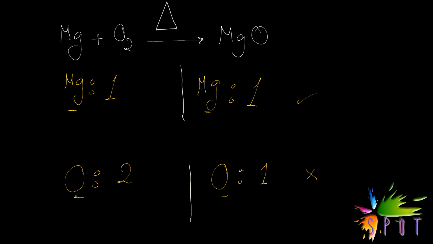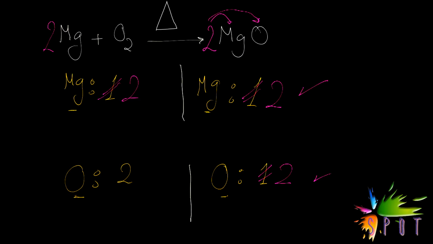We will try to adjust the number of oxygen atoms in the right side by adding 2 before MgO. After adding 2, the number of oxygen atoms becomes equal on both sides. But magnesium atoms in the right side are not equal to that in the left side. Now let's return back to the left side. We have to add 2 before magnesium to make the number of magnesium atoms in both sides equal. Good. The equation now became balanced.